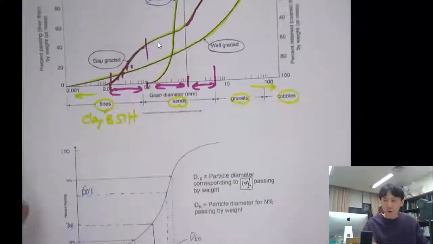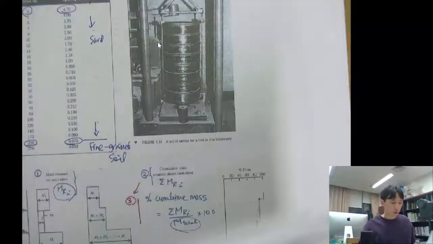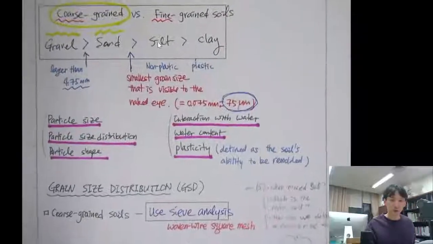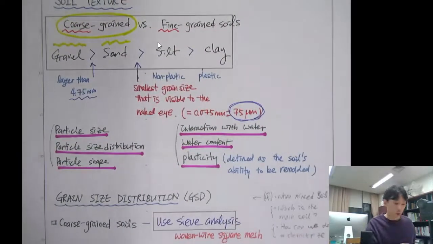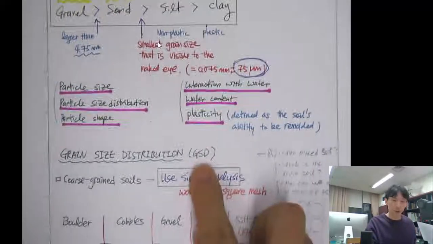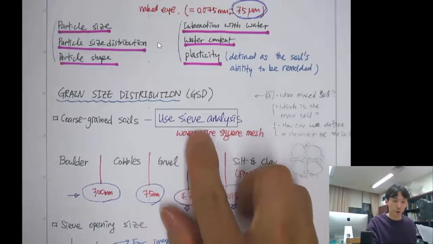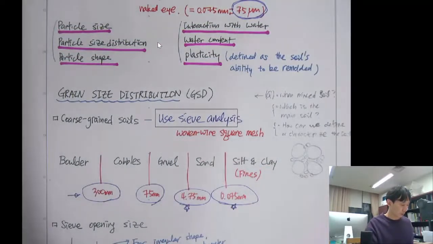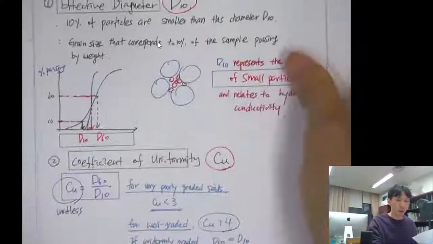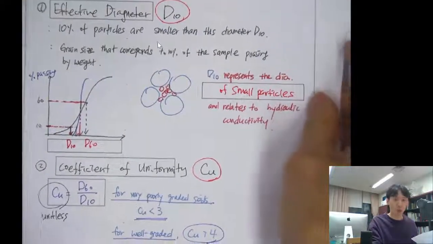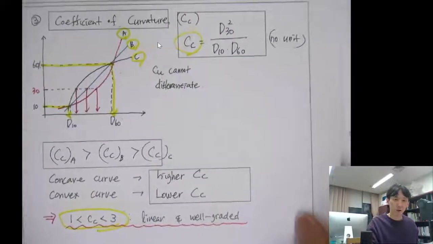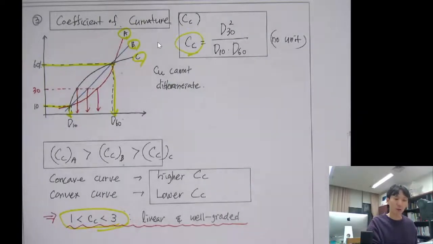That will be all for this lecture. Let me recap again. We talked about soil texture and the particle size, the importance of the particle size in coarse-grained soil. To get the grain size distribution curve, we do the sieve analysis, and we talked about how to get it. And there are three important parameters: effective diameter, coefficient of uniformity, and coefficient of curvature, to characterize the grain size distribution curve.